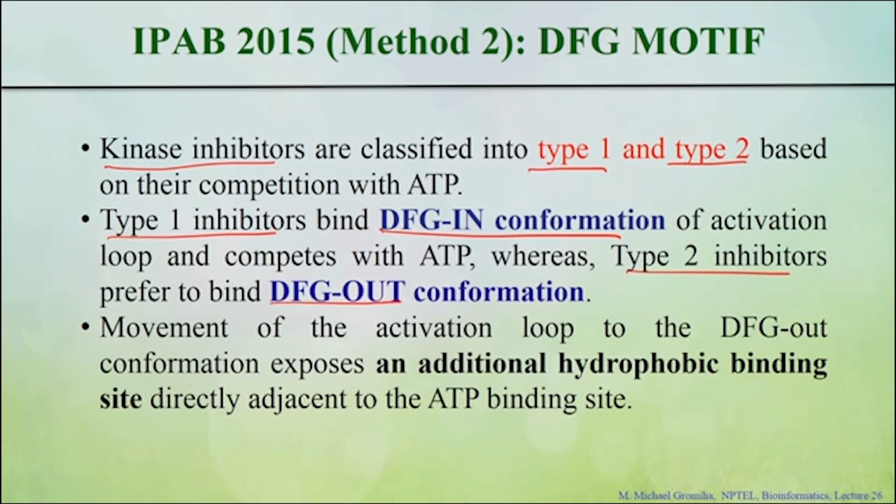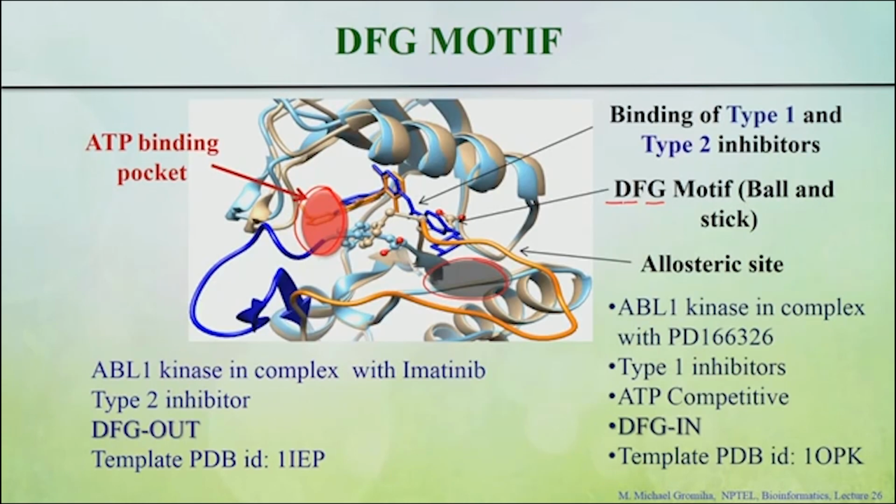This information you can obtain from the literature, right, and the movement of the activation loop to this out conformation also exposes an additional hydrophobic binding site directly adjacent to the ATP binding site. So, if you know the conformation, DFG in or DFG out, even if the homology is less, structure wise you can get similar structures and you can model the structures, mainly focusing on the conformation. Here these are the two conformations, one is DFG in, one is DFG out.